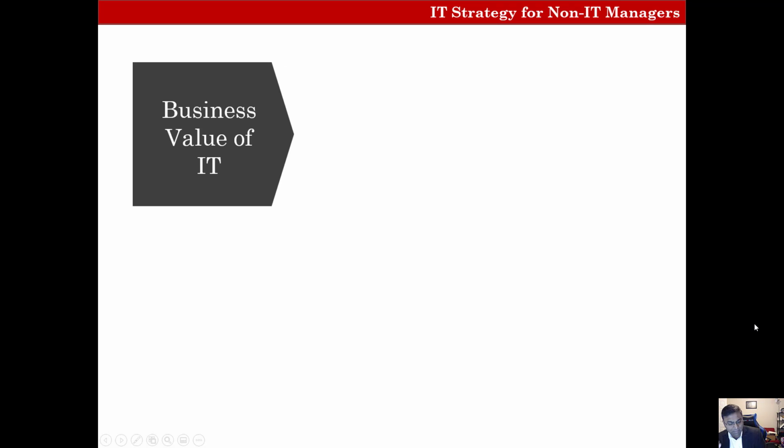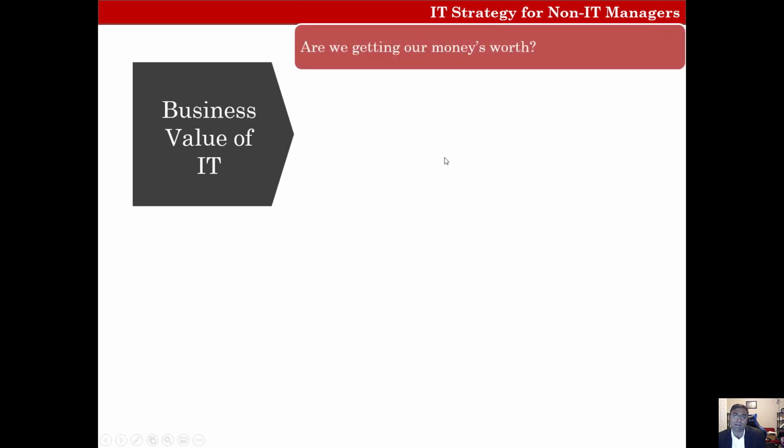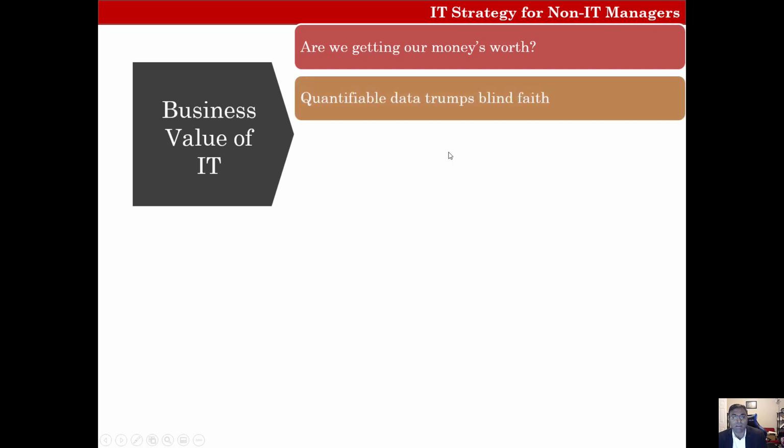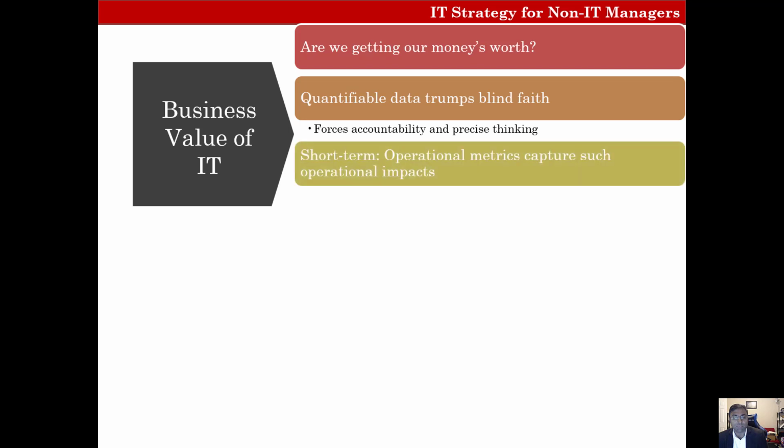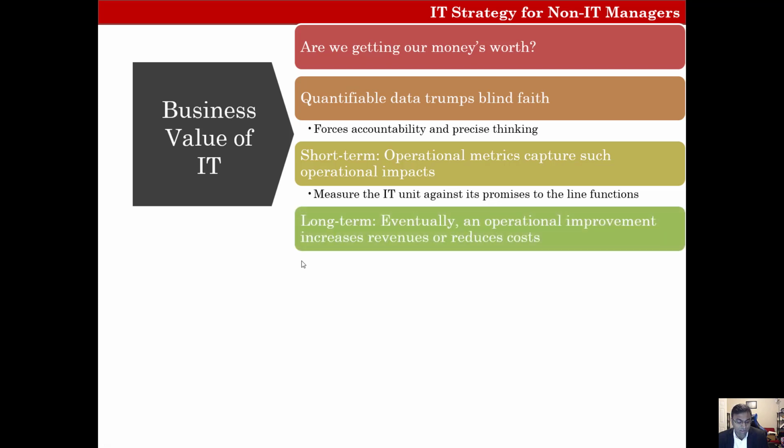So the business value for IT. Are we getting our money's worth? How do we answer this question? First, we need quantifiable data. This credibly demonstrates information technology's business value. It forces accountability and precise thinking. We also know that short-term operational metrics capture operational impacts, and measure the IT unit against its promise to line functions. And operational impacts are things like increased productivity, operational activity that is faster, cheaper, and so it is important.